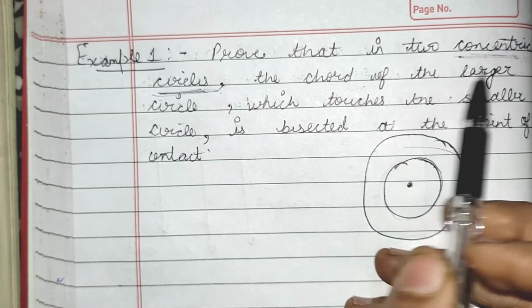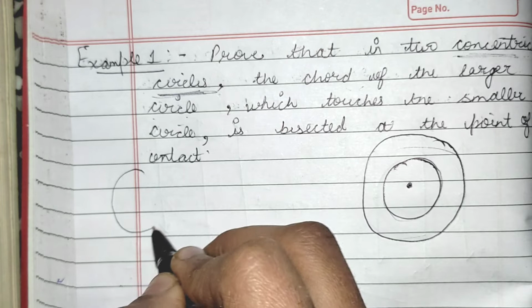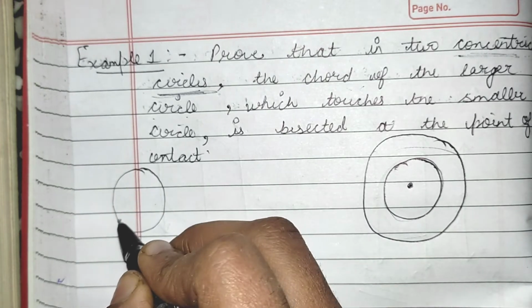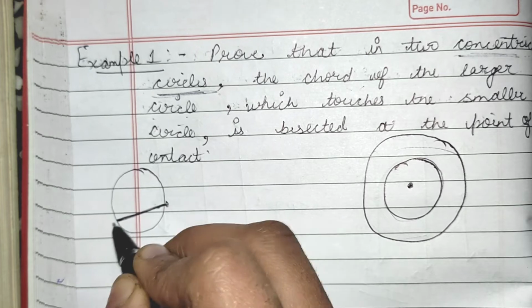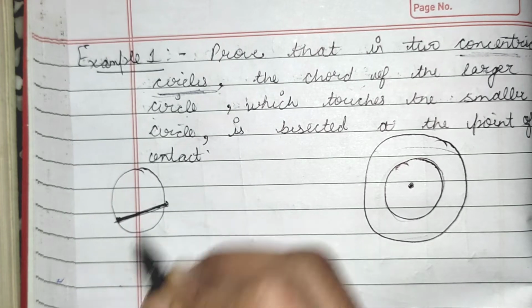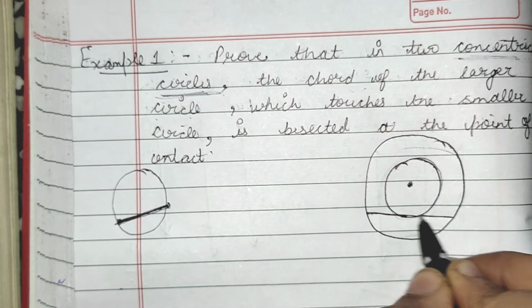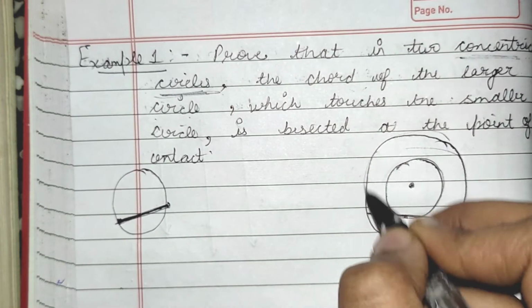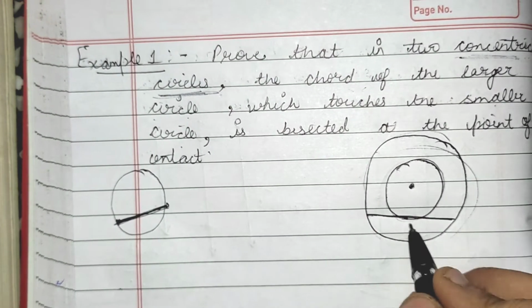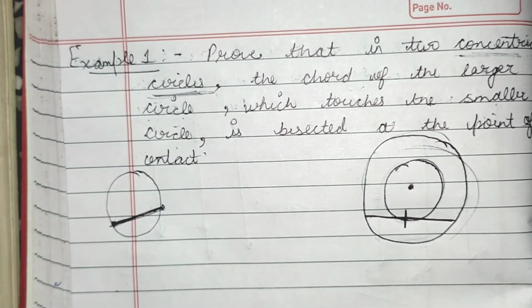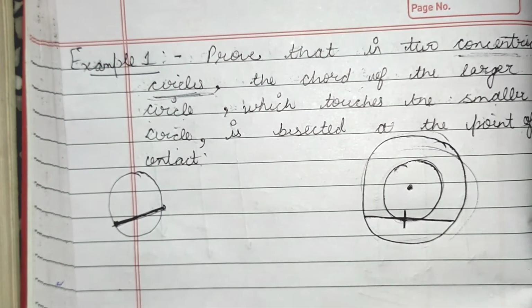Then the chord of the larger circle. What is a chord? You have studied the chord of a circle in class 9. Any line segment joining two points on the circle is called a chord. This line will be called a chord, right? So I am going to draw the chord for the outer, larger circle, which touches the smaller circle, and it is bisected at the point of contact.